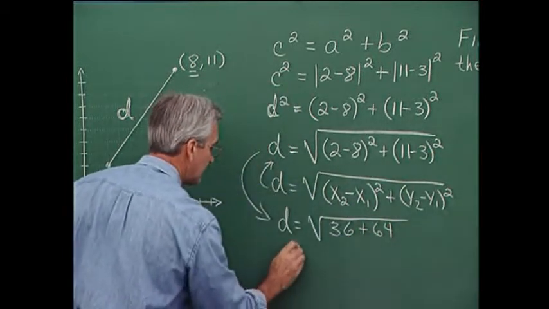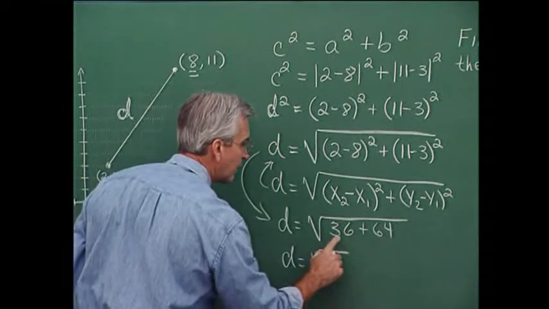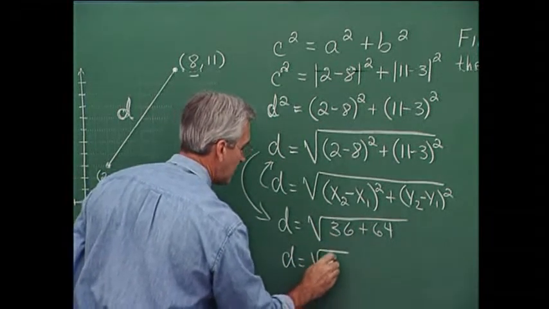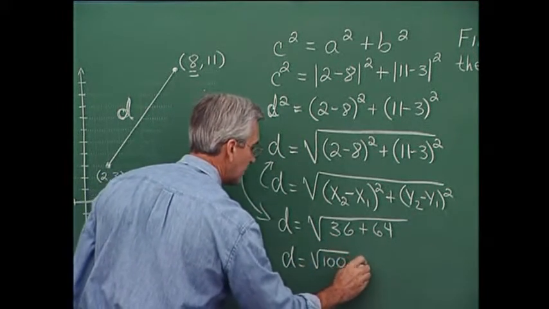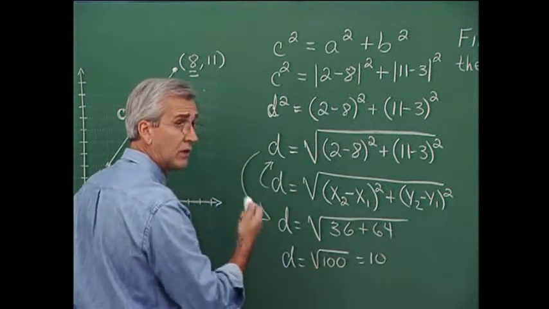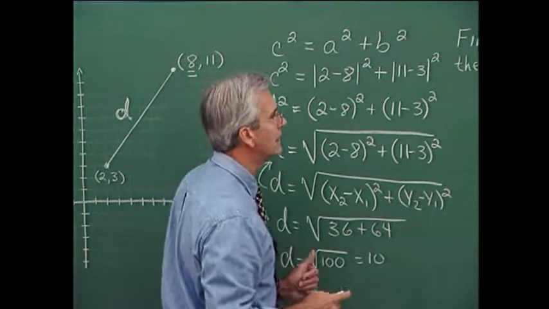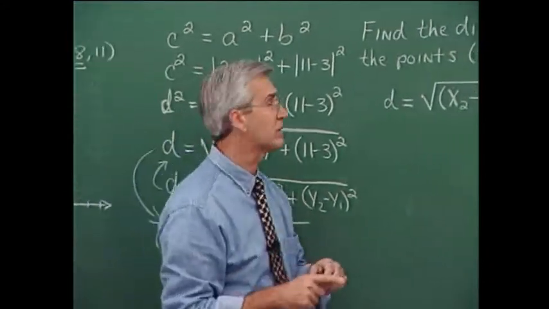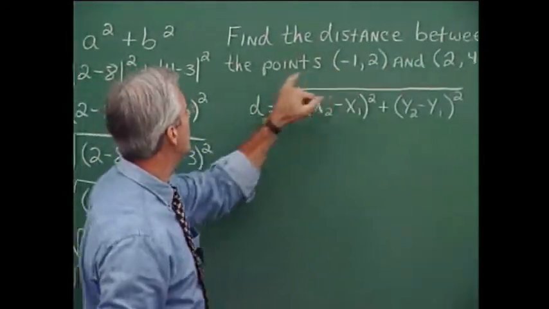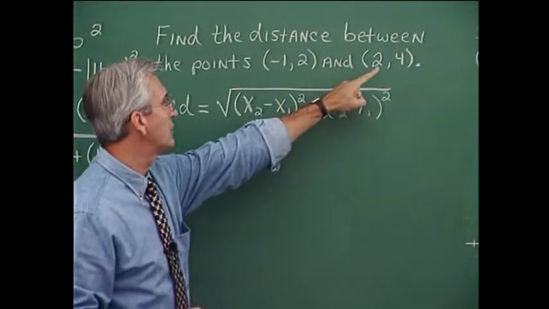Let's see, we have distance then is the square root of 36 and 64. Oh, that's 100. The square root of 100 is 10. So the distance between those 2 points is 10. Let's take it from the top. That is, given 2 points, let's find the distance between them. Let's find the distance between the points (-1, 2) and (2, 4).